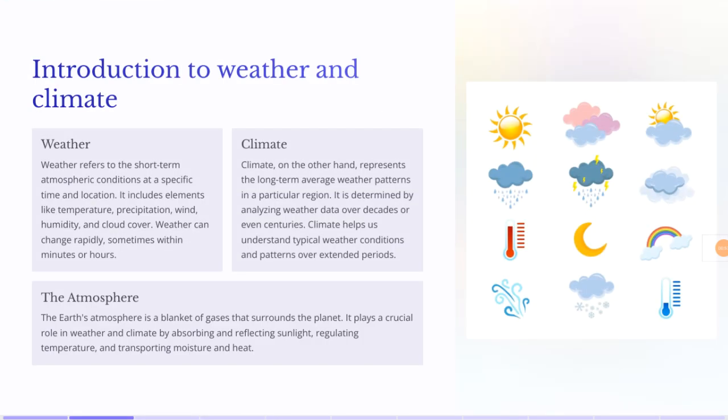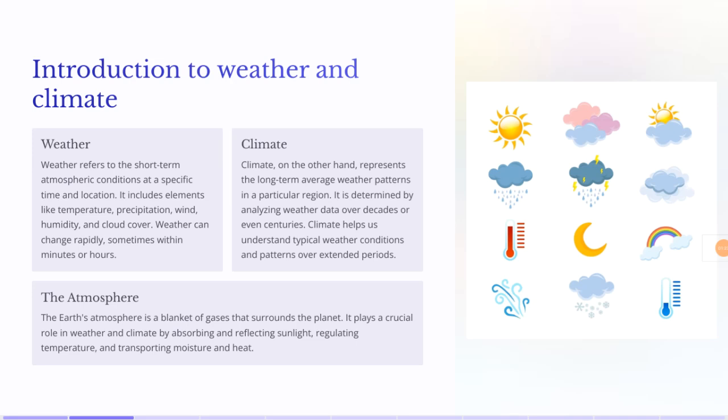Introduction to weather and climate. Weather. Weather refers to the short-term atmospheric conditions at a specific time and location. It includes elements like temperature, precipitation, wind, humidity, and cloud cover. Weather can change rapidly, sometimes within minutes or hours.